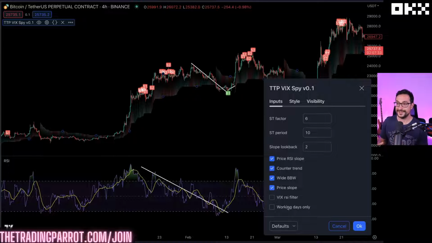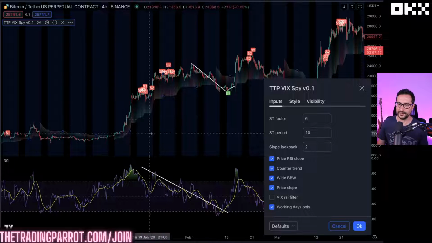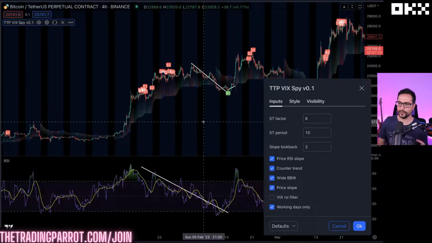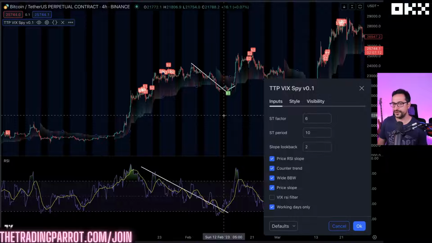During the weekend, the volatility index is not expected to move unless it's after hours movement. So many of you might prefer to have this ticked on, in which case you're going to be able to see which days were working days and in black which days were weekends. And you're going to remove everything that is being triggered in the weekend.